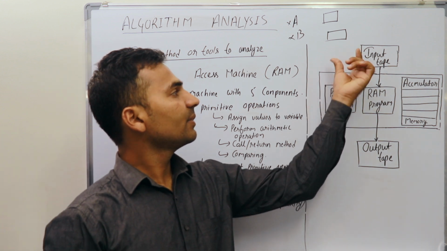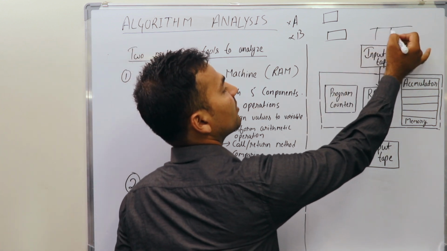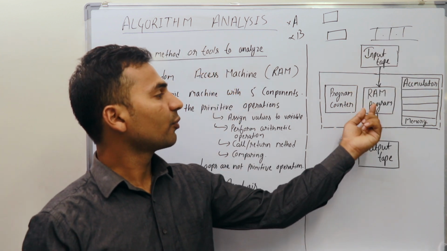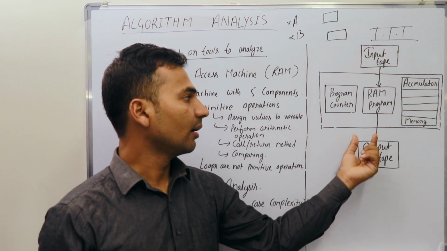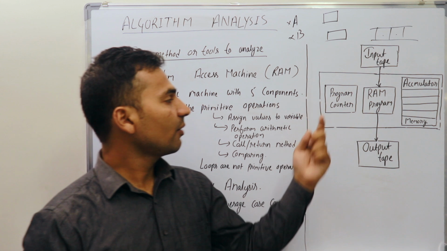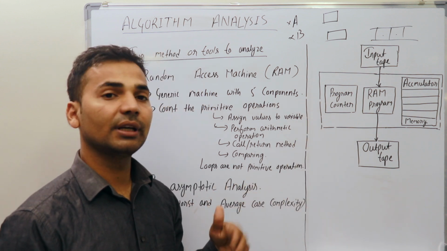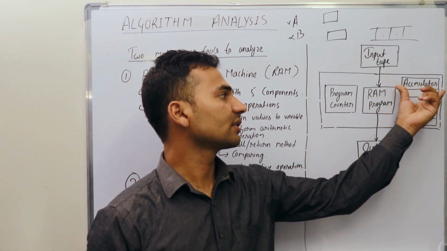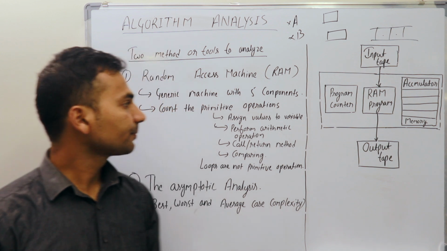So what is an input tape? A tape consists of square boxes holding some values. The RAM program maps the values from the input tape to the values on the output tape. What is the program counter? It stores the instruction that is to be executed next. And the memory consists of registers, and the first register is called the accumulator. So this is the architecture of a RAM.